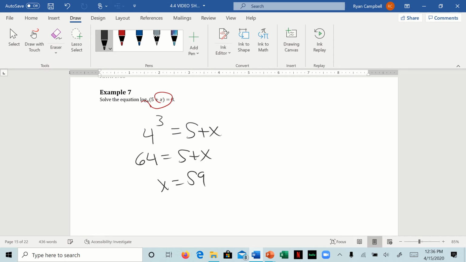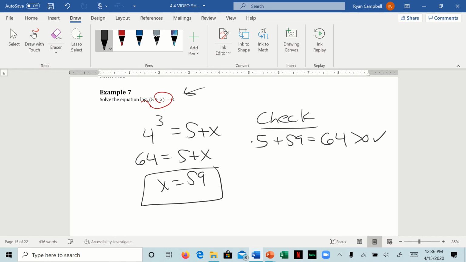Do we have to check? Yes, because we started with a log. So 5 plus 59 is just 64. That's bigger than 0, so that is an answer. We're all good.